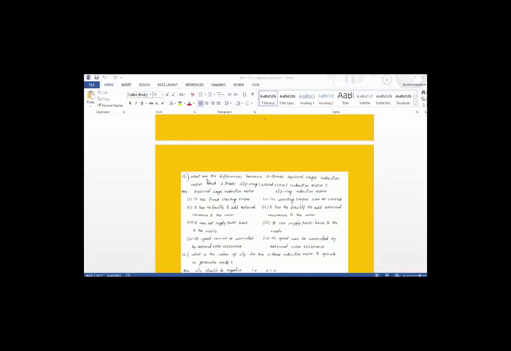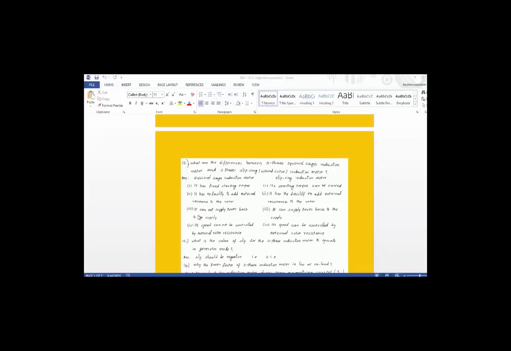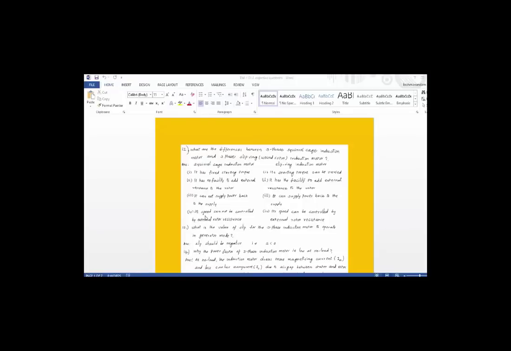Next, 12th question. What are the differences between three-phase squirrel cage induction motor and three-phase slip ring induction motor? Answers: here it is squirrel cage induction motor, and here it is slip ring induction motor. Under squirrel cage induction motor, first point, it has fixed starting torque. Second point, it has no facility to add external resistance to the rotor circuit. Third point, it cannot supply power back to the supply. Fourth point, its speed cannot be controlled by external rotor resistance.